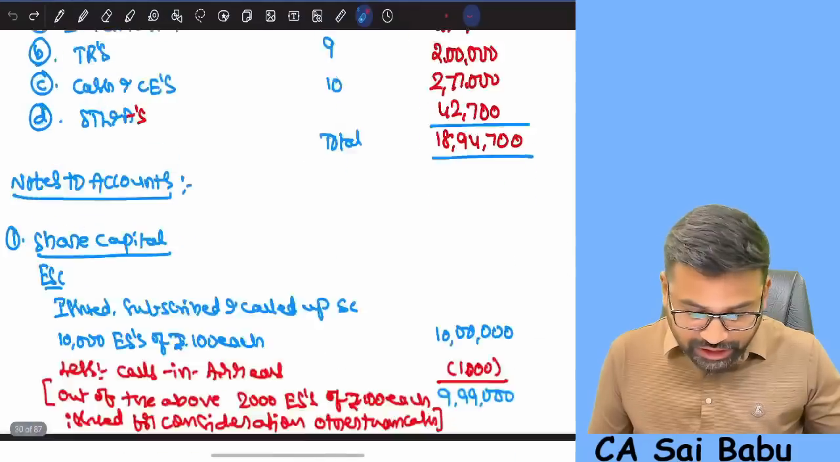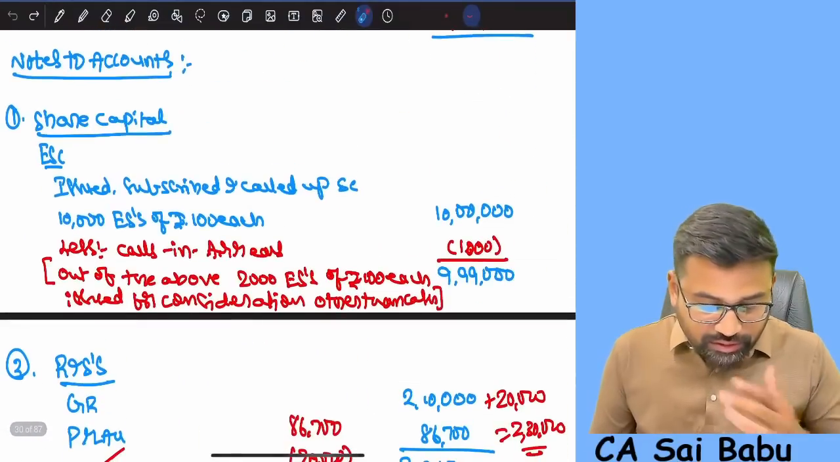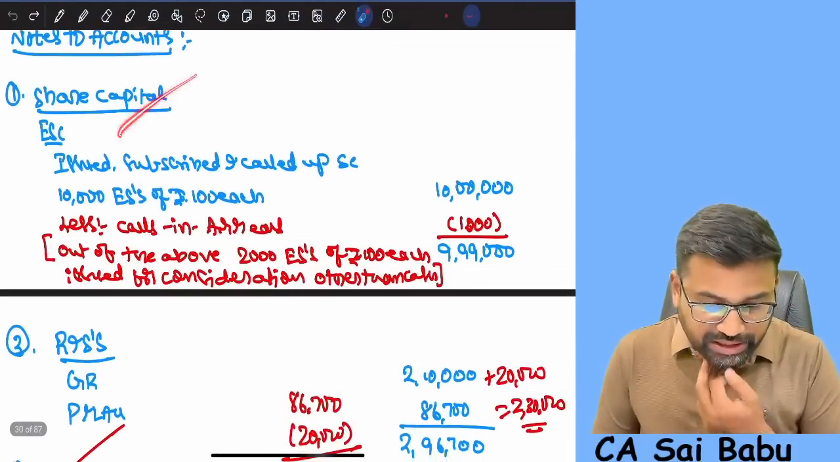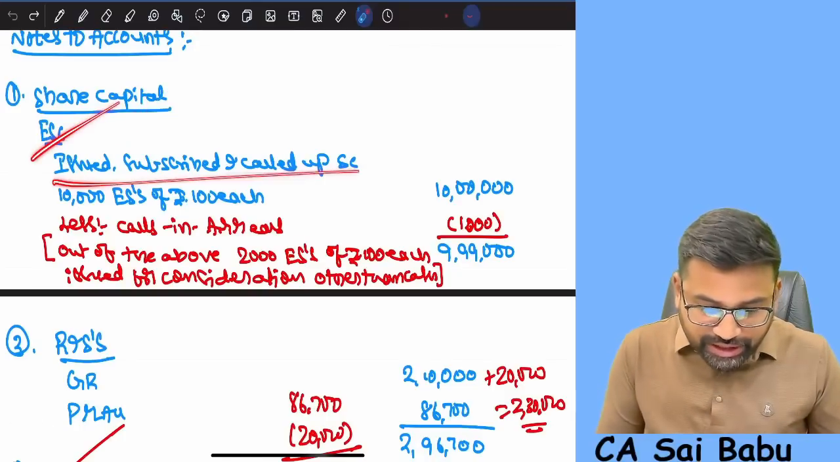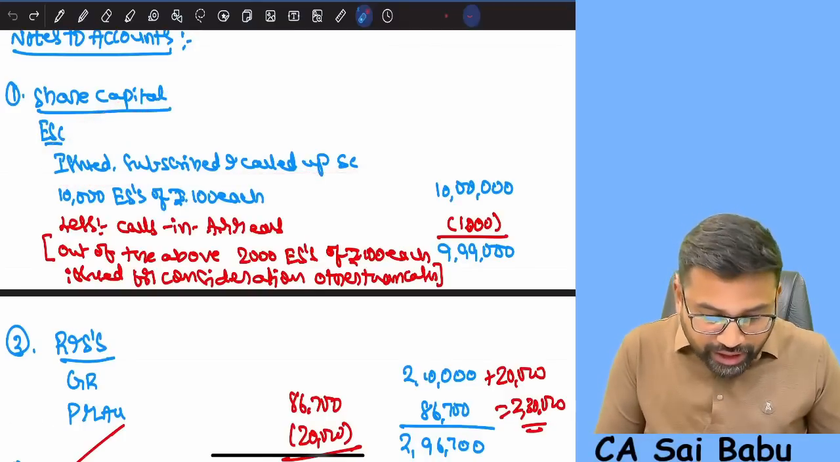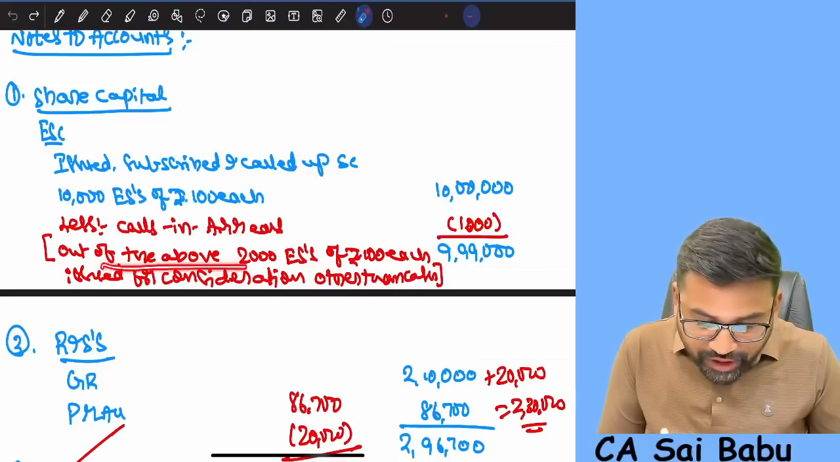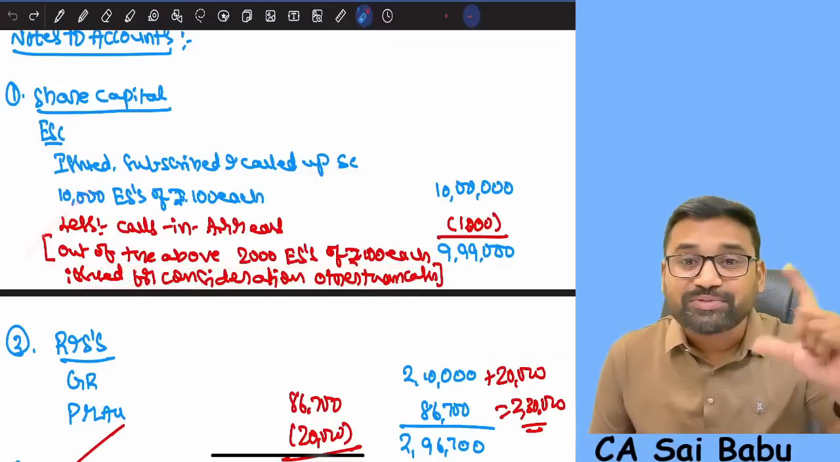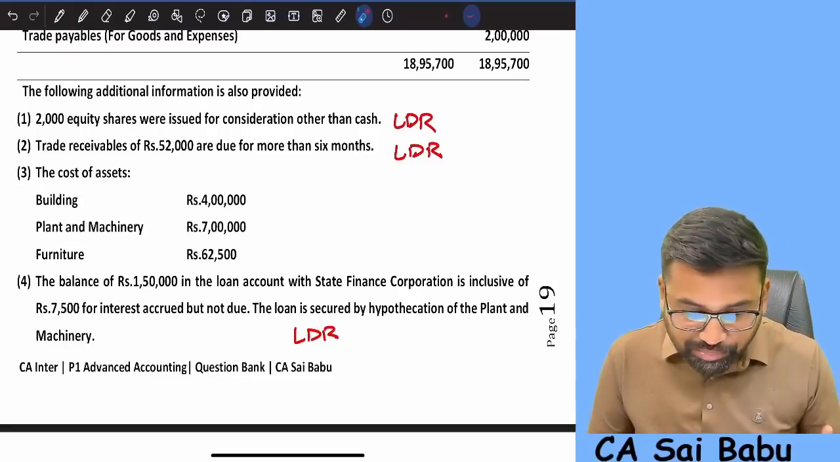Whenever any company issues any shares for consideration other than cash, look at when you are presenting share capital: equity share capital issued, subscribed, called up, and less calls in arrears. See this: out of the above, 2000 shares were issued for consideration other than cash. This is a requirement as per Schedule 3. So understand, this is one of the important requirements.